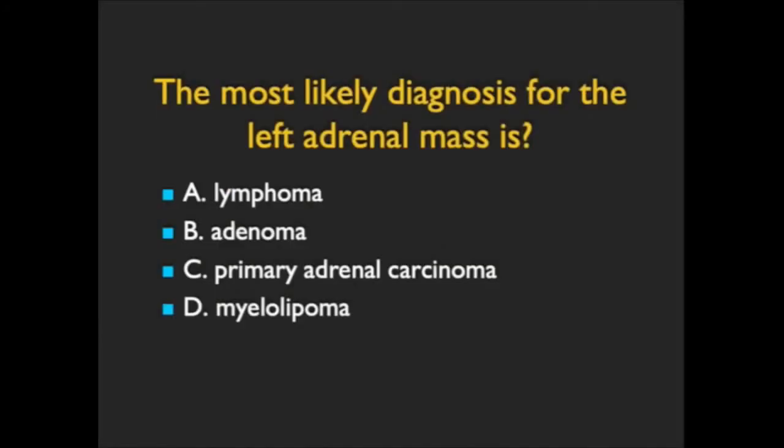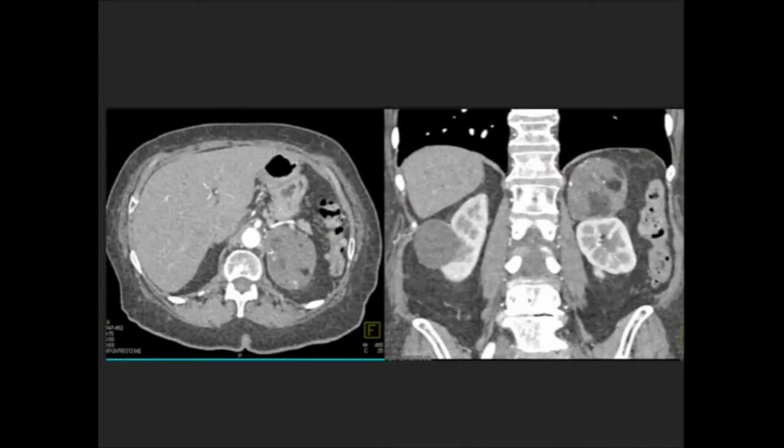On this case, I asked you what's the most likely diagnosis for what appears to be a 7-centimeter adrenal mass. When you look at it in the axial view and the coronal view, you see areas of calcification and fat within the lesion, perhaps a little bit of enhancement. The fat is a home run diagnosis. This is classic for myelolipoma.